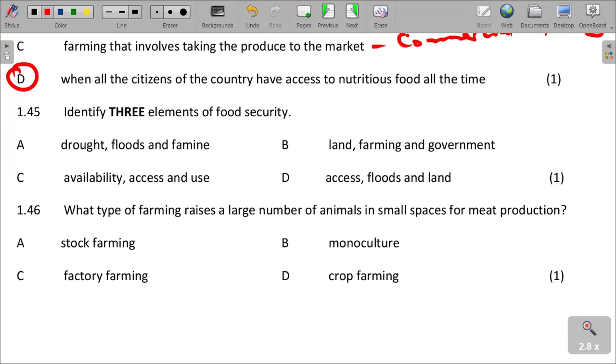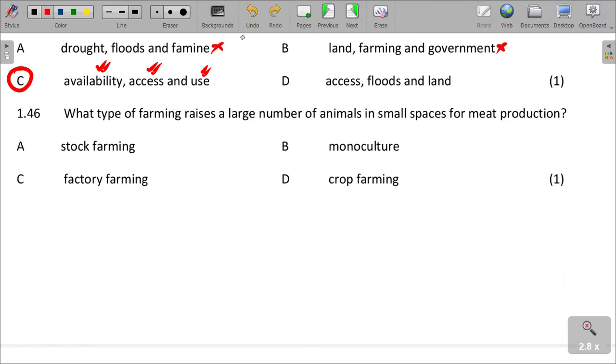It has to do with drought, floods, and famine. They don't cause food security. Land, farming, and government, we can't talk about food security. I'm saying elements of food security. It has to do with the availability of food, access to food, and the use of food. So it is C.